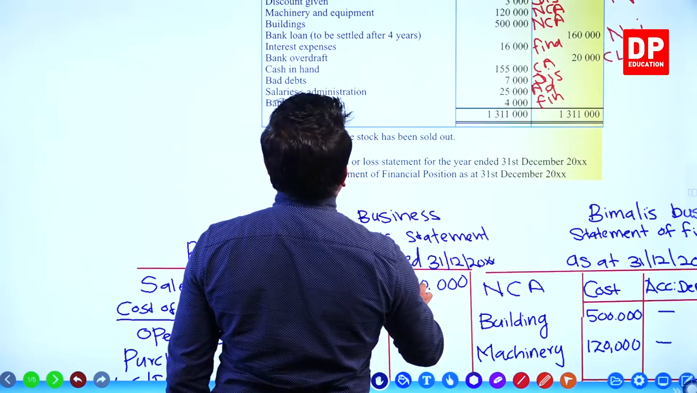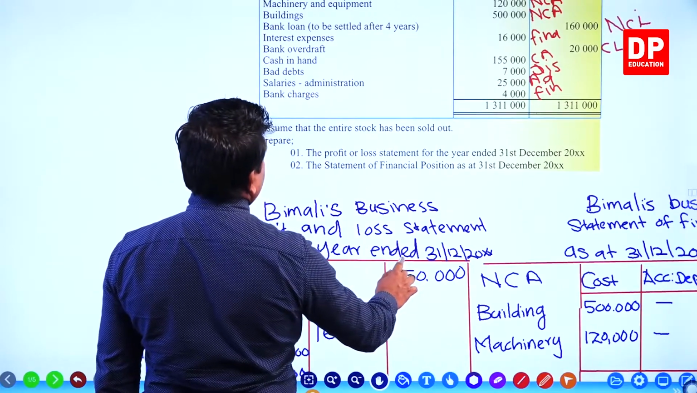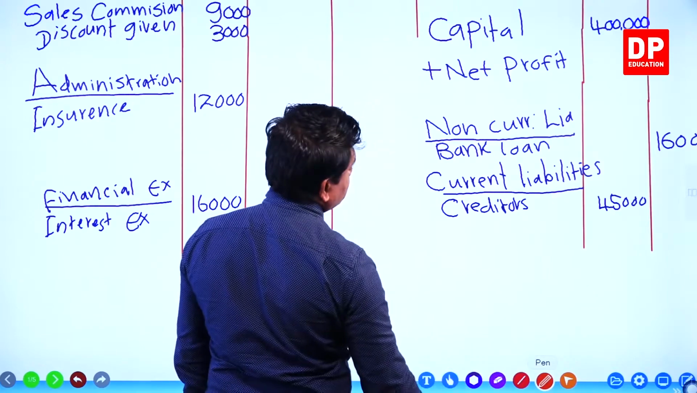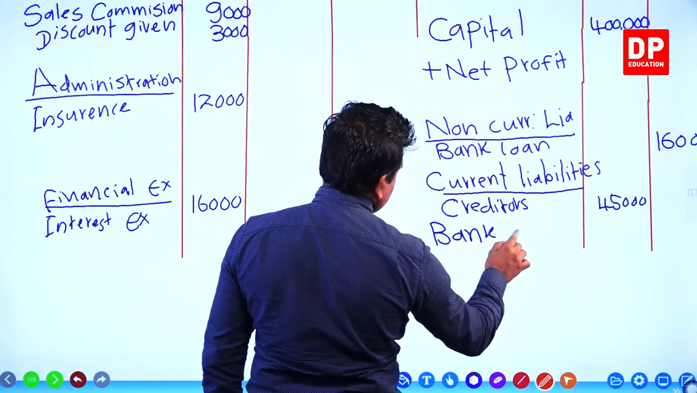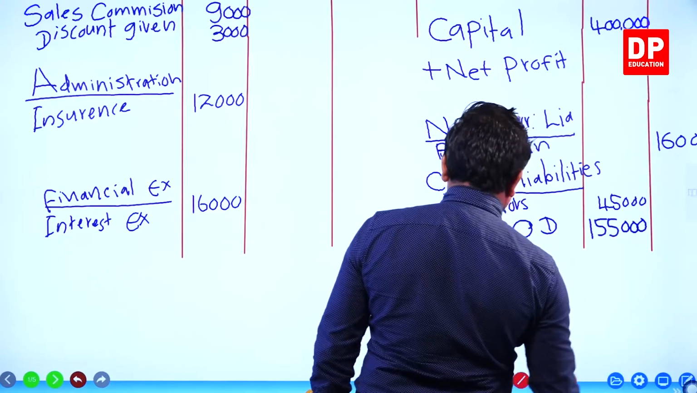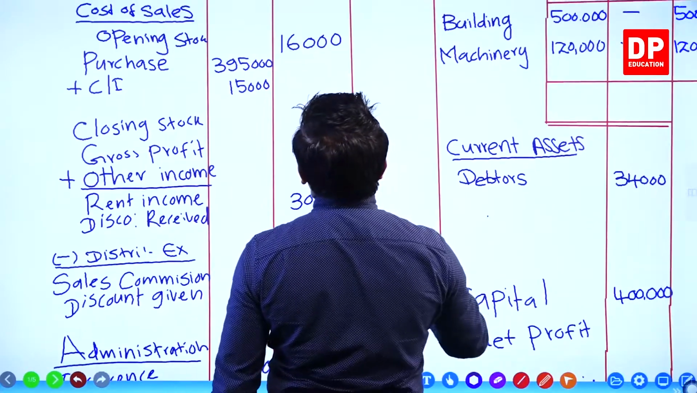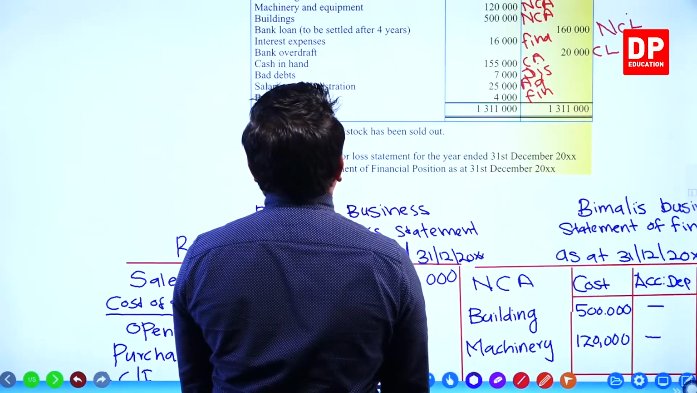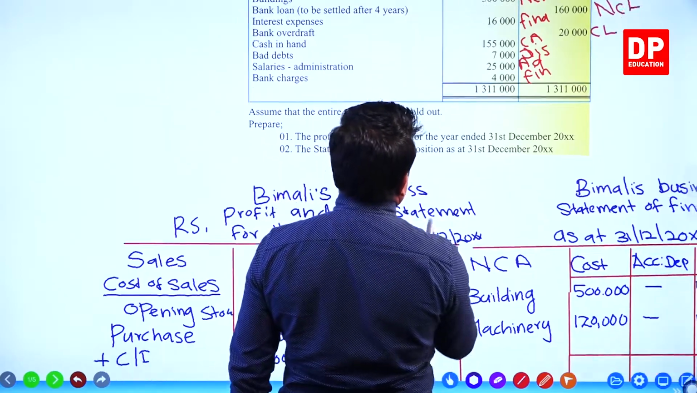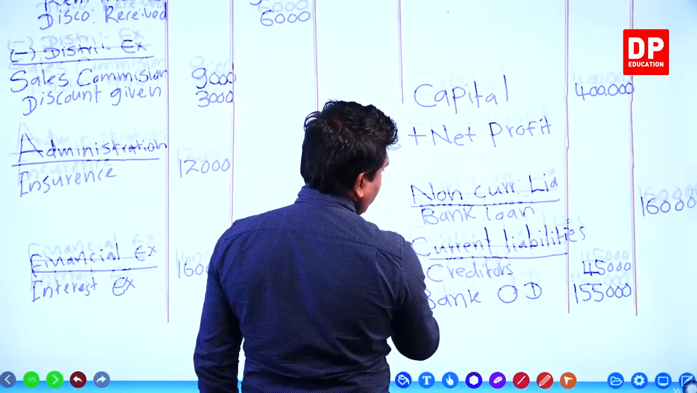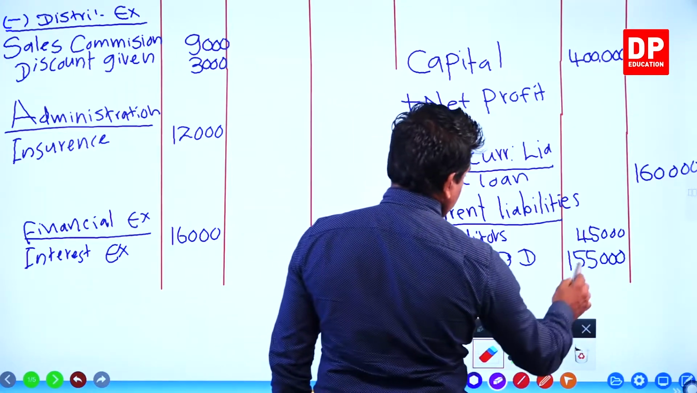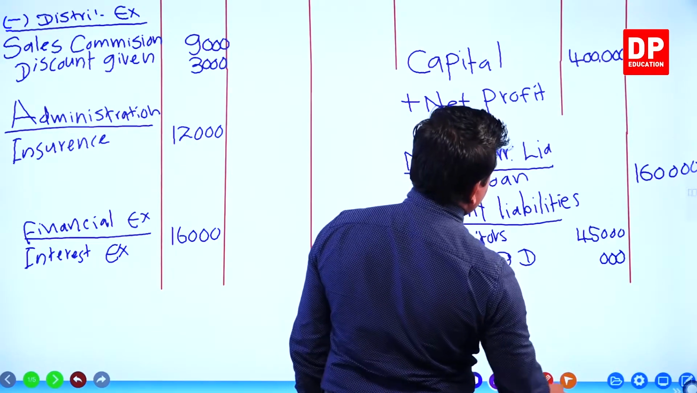Then, what is that? The other one is bank overdraft 20,000, cash in hand 155,000. Bank overdraft is a current liability. We say bank OD. How much is the cash in hand? It's wrong. Bank overdraft 20,000, right? Cash in hand 155,000. Then bank overdraft we have to change. Bank overdraft is not 155, it should be 20,000. Right? It should be 20,000.